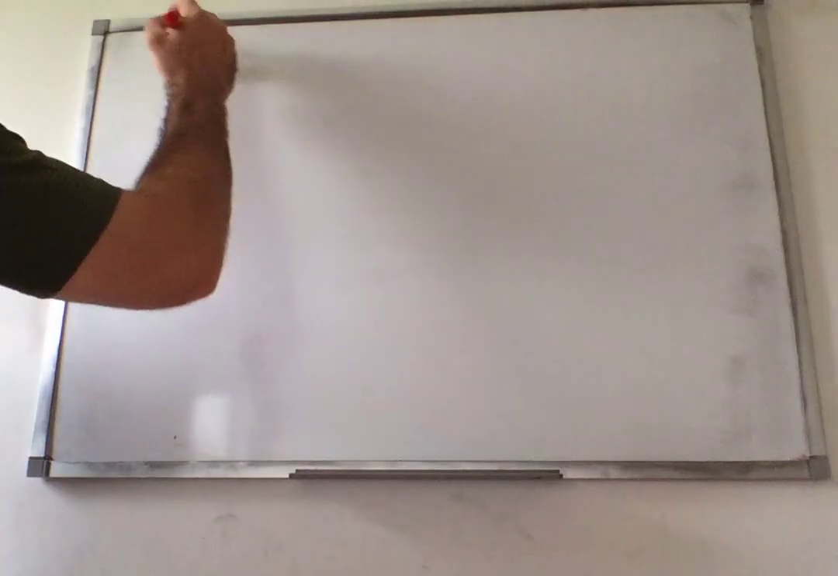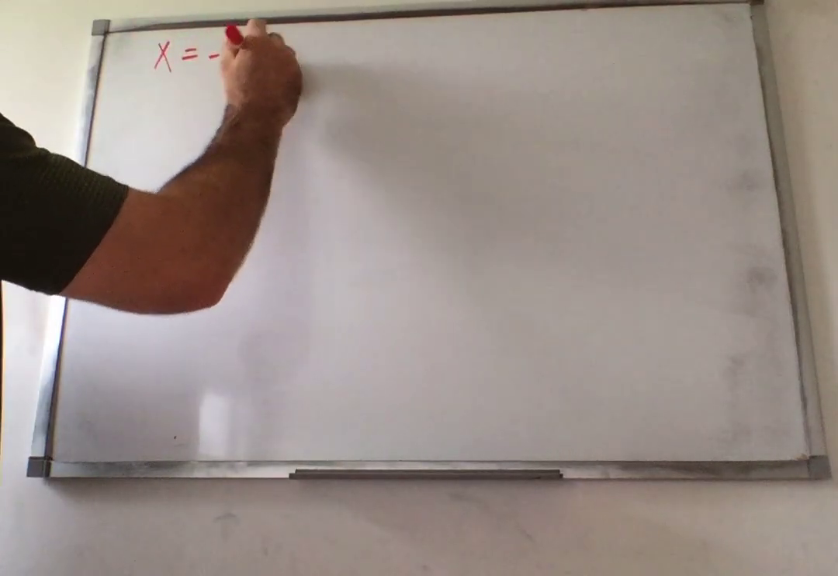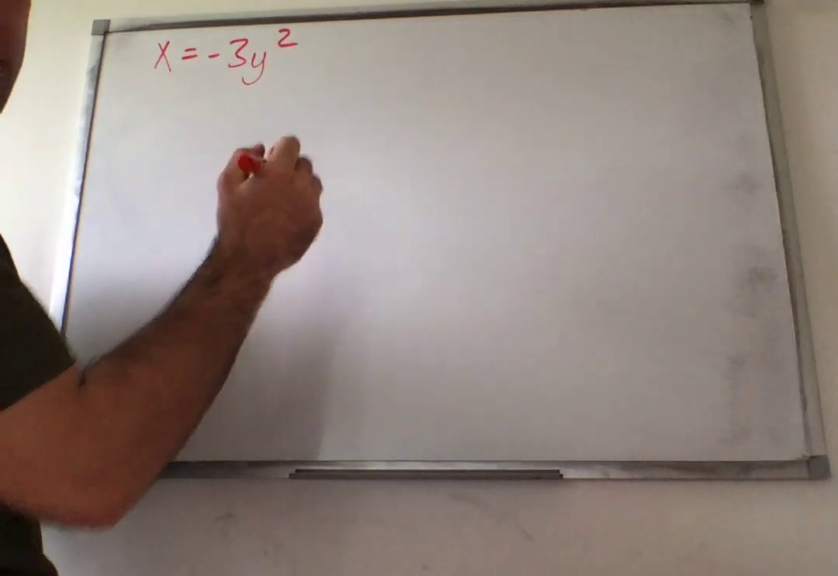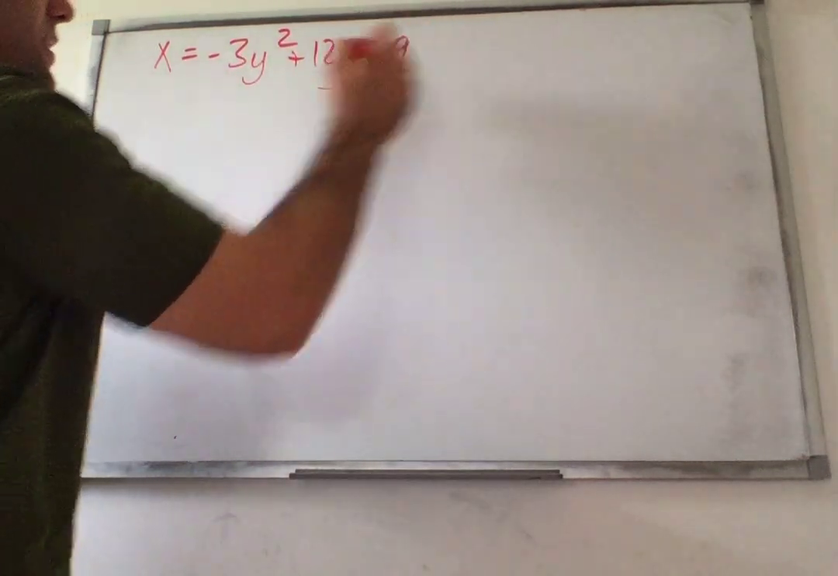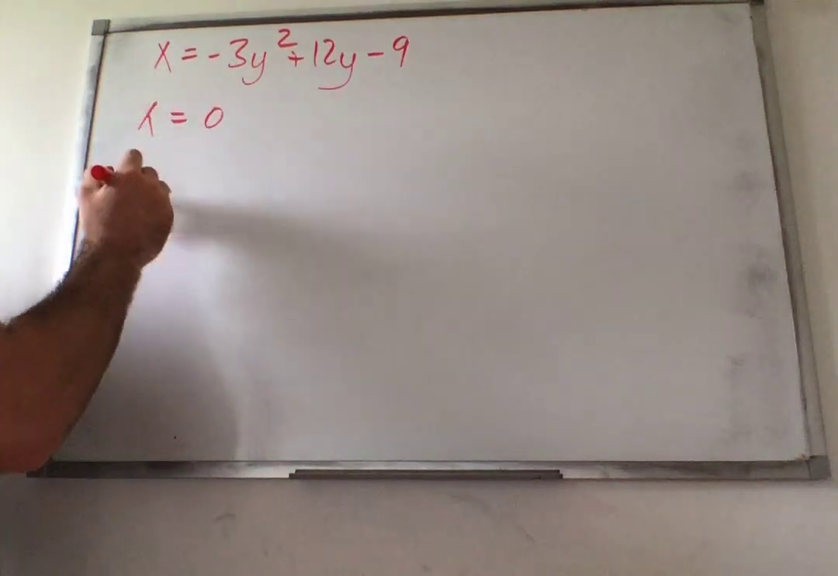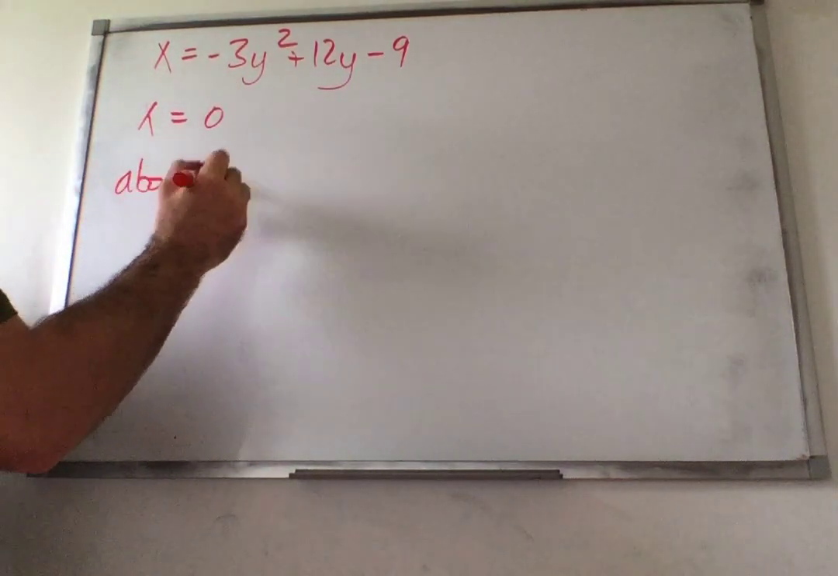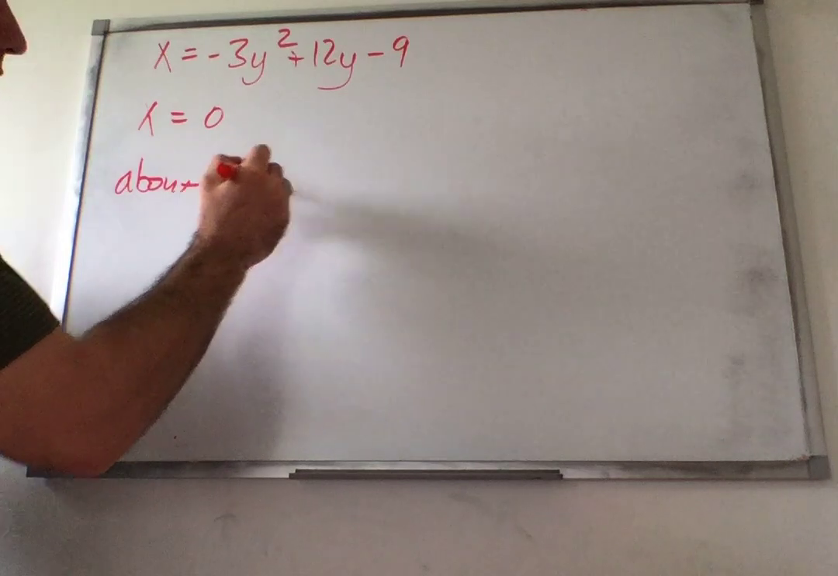Let's do another example. x equals negative 3y squared plus 12y minus 9, x equals 0, about the x-axis.